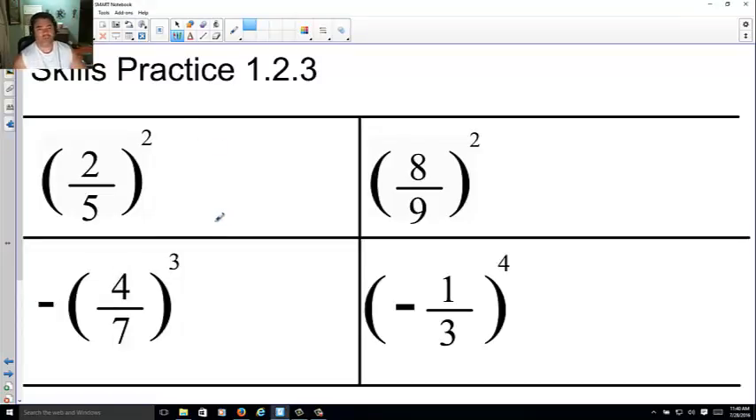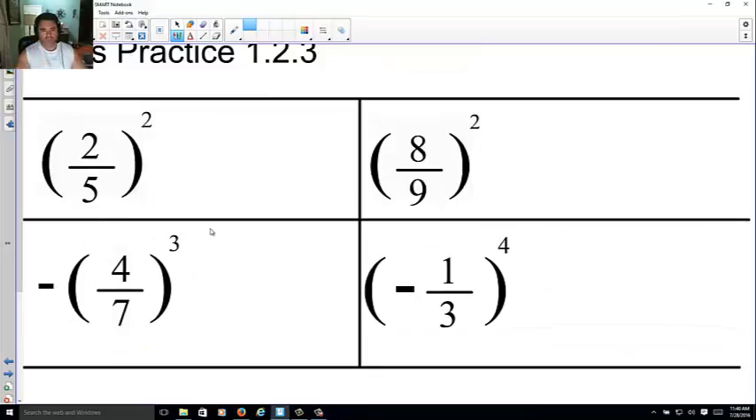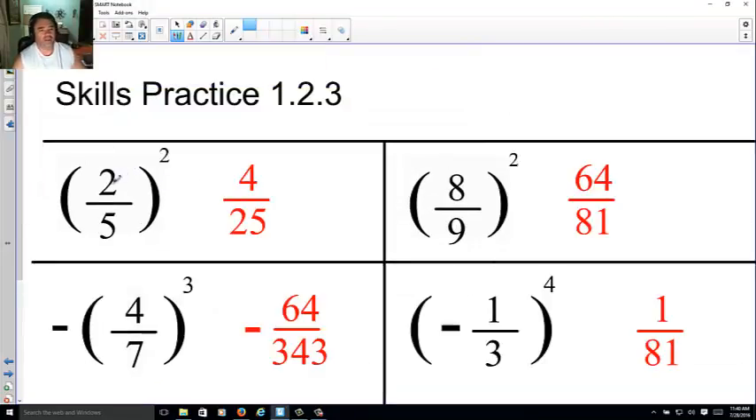But do try these skill practices. There are 4 of them. Go ahead and pause this time. Let's see how you did. 2/5 squared makes 2/5 times 2/5, which makes 4/25. 8/9 squared makes 8/9 times 8/9, which makes 64 over 81.